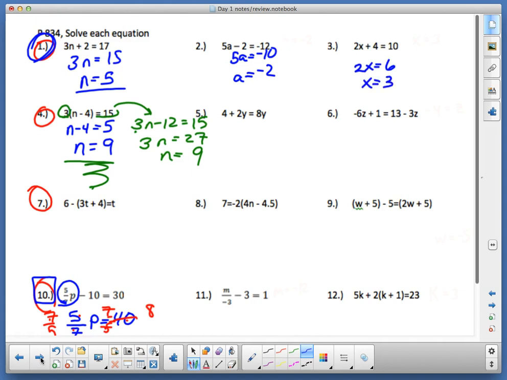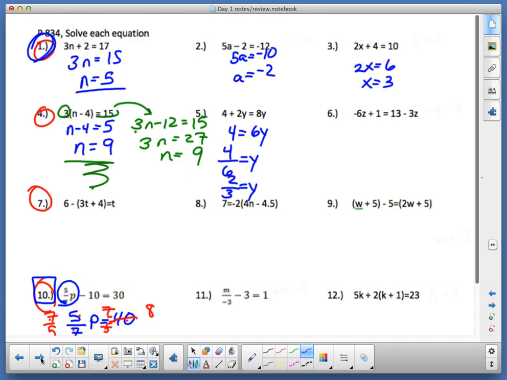In 5, I'm going to subtract 2y from both sides because I want to get the y's together. So I got 4 is equal to 6y. And I'm going to divide by 6. And that's 4 divided by 6 is equal to y. Now I'm going to reduce it, 2/3 is equal to y.